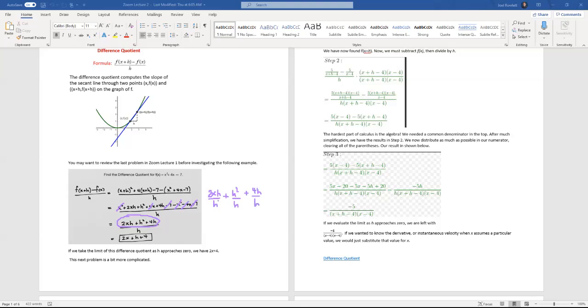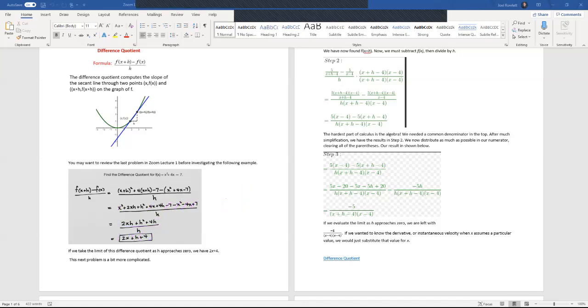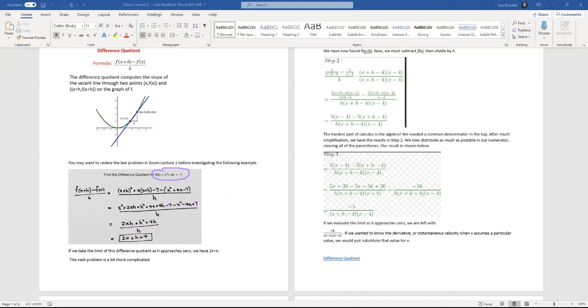Well, in the first term, the h's will cancel, leaving us 2x. And h will go into h squared, leaving us with 1h. And then, of course, we will cancel the h's out here, leaving us the plus 4. So when all is said and done, the difference quotient for the function x squared plus 4x minus 7 simplifies down to 2x plus h plus 4. That would be the difference quotient.